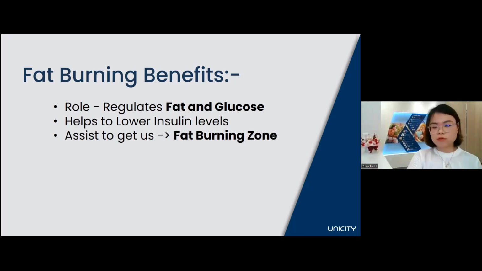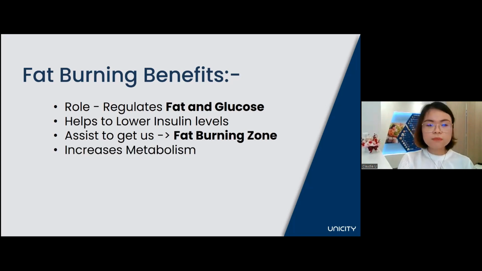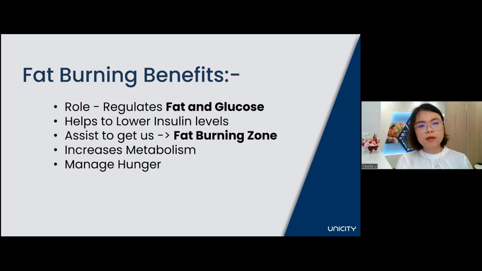So if you don't have any tool, it is going to be quite difficult. All right, so if we have this fat burning zone, you can get your insulin levels low enough to go into it without needing to go through anything too drastic. It increases your metabolism and manages your hunger pangs. So it plays a very important complementary role with Biosarf S. And together, when you take it, it can really help you to last through the 16 days.